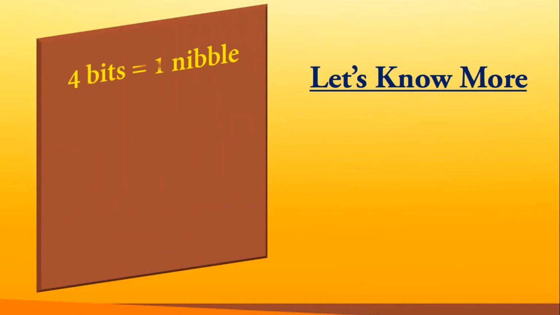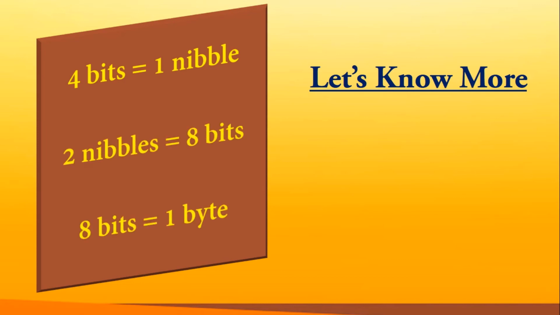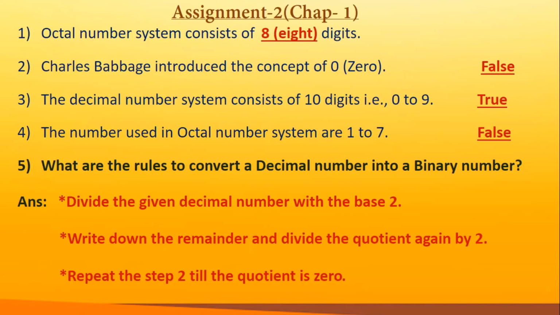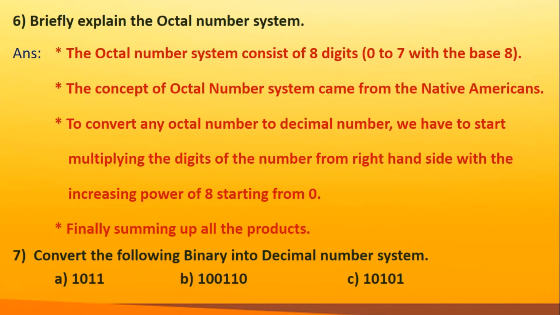So here it is my children, 4 bits is equal to 1 nibble, 2 nibbles is equal to 8 bits and 8 bits is equal to 1 byte. Well, this is your assignment number 2 my children. I've given it to you. Questions and answers are here and at the last, a sum is given to you to convert into a decimal number system. Do complete this.